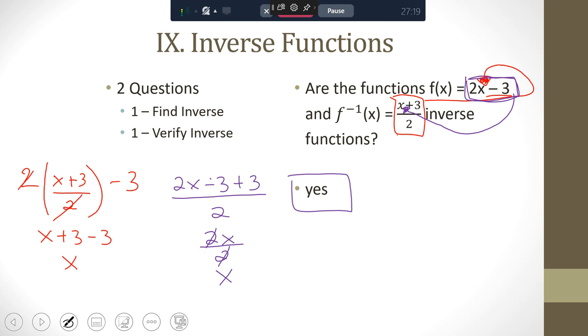Finding the inverse is like what we did before we got started, where you replace f of x with y, then switch x and y, then solve for the new y. Okay?